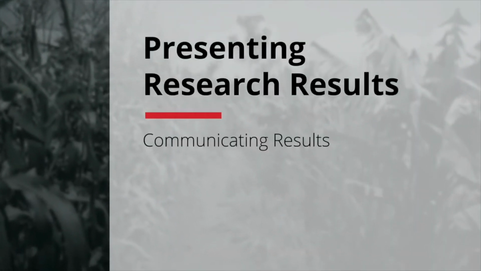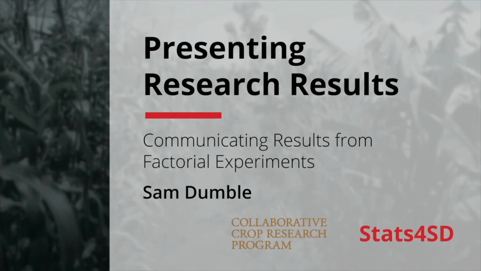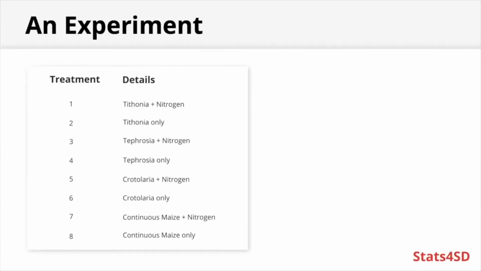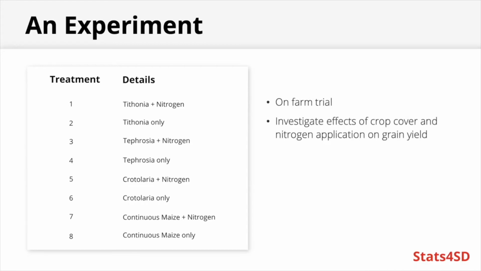Quite a common design that I see, particularly in agricultural research, is, let's say, a case where we've got an on-farm trial with a bunch of different treatment groups, and we're looking to investigate the effect of crop cover and nitrogen application on the yield of some kind of grain. In this particular example, we've got 9 farmers, all of whom are applying all 8 different treatments.